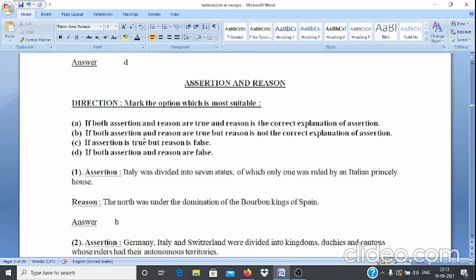Question number 1. Assertion. Italy was divided into 7 states, of which only one was ruled by the Italian priestly house. Reason. The north was under the domination of the Bourbon kings of Spain. And answer is B. That means both assertion and reason are true, but reason is not the correct explanation of assertion.